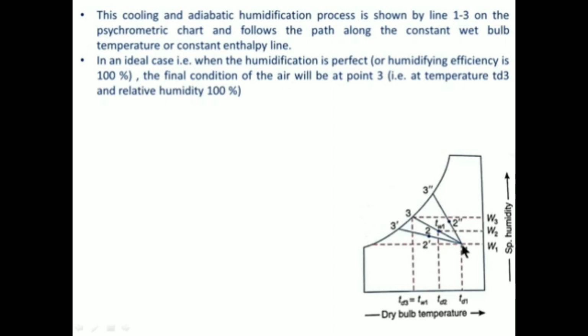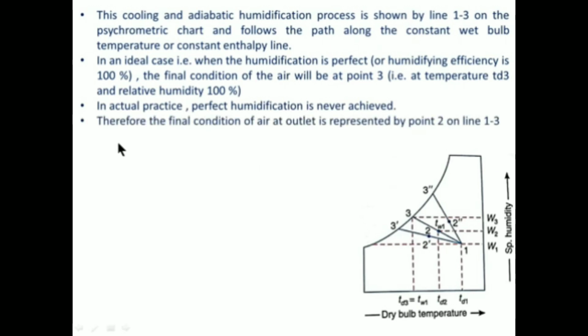So if we are considering process 1 to 3, then this is the ideal humidification process. But generally it is not so, because in actual practice, perfect humidification is never achieved. Therefore, the final condition of air at outlet is represented by the point 2. So 1 to 2 will be the actual humidification process. 1 to 3 will be the ideal humidification.